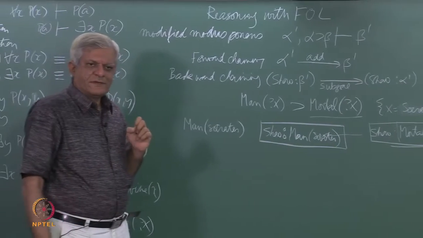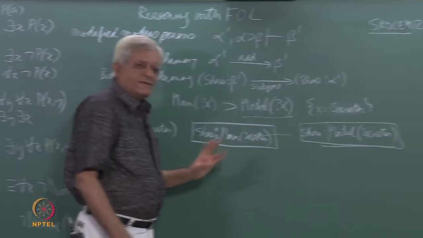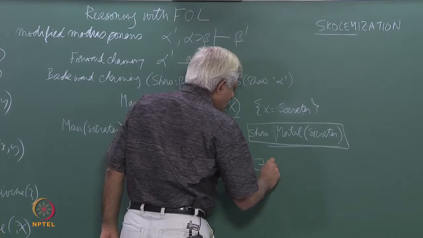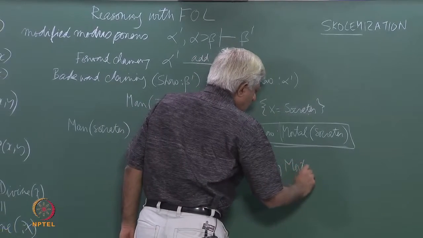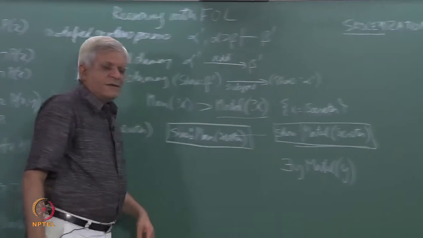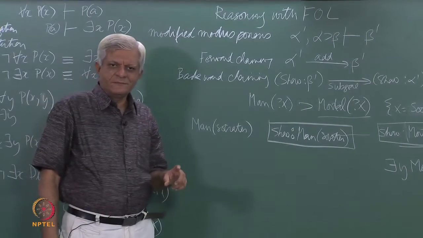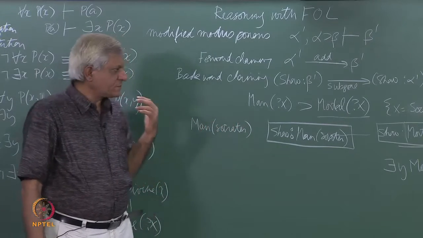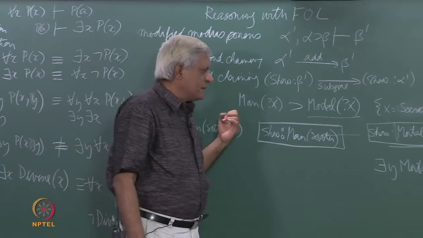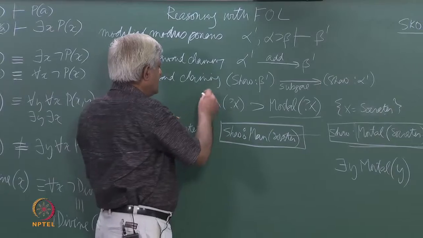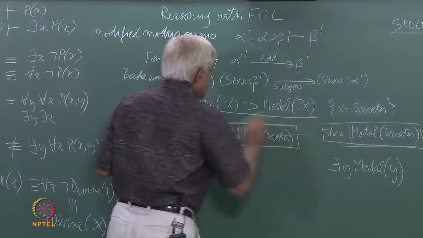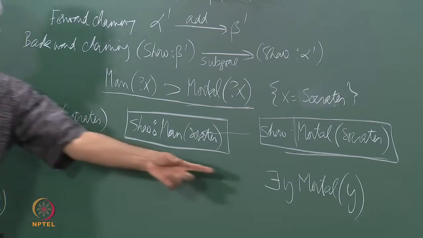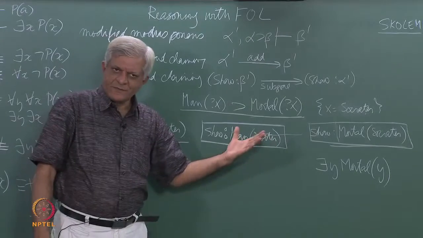But the nice thing about reasoning with logic is that we can ask a question like, is this formula true? That does there exist a y such that mortal y is true? This is what is given to us. This is a database and this is a database. Given this database, is that statement true, that there exists a y such that mortal y is true?